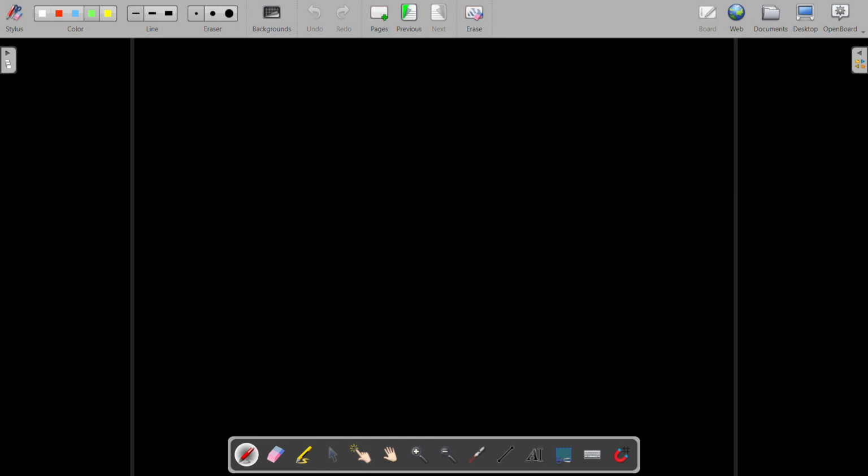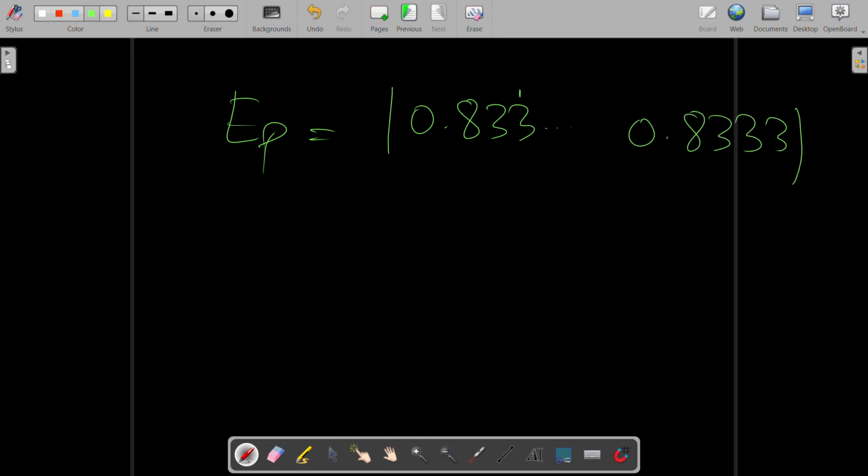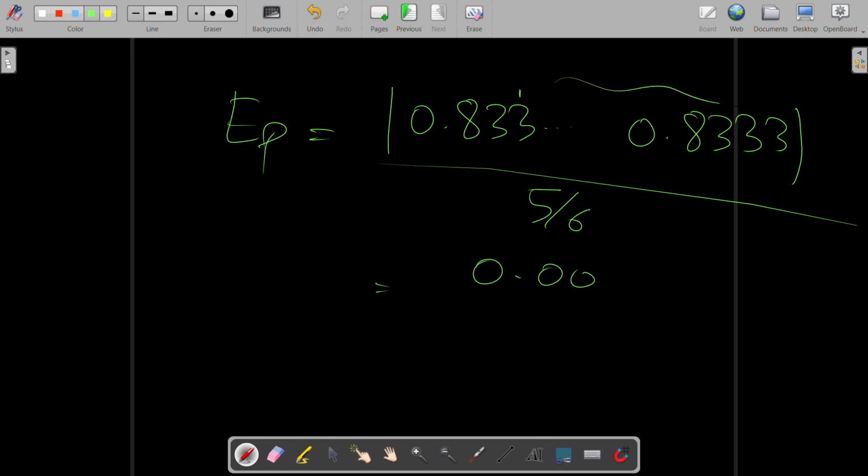So the relative error can be written as 0.83333 minus 0.833. In a similar way, if we take this as 5 threes, then the value of the numerator will look like 0.033, divided by 5 by 6. If we do the calculation in the calculator, the value will be approximately 0.04.